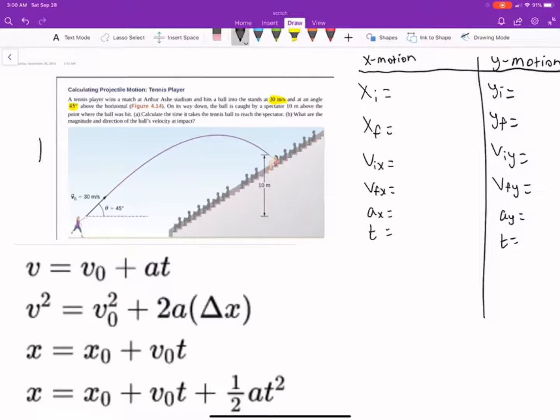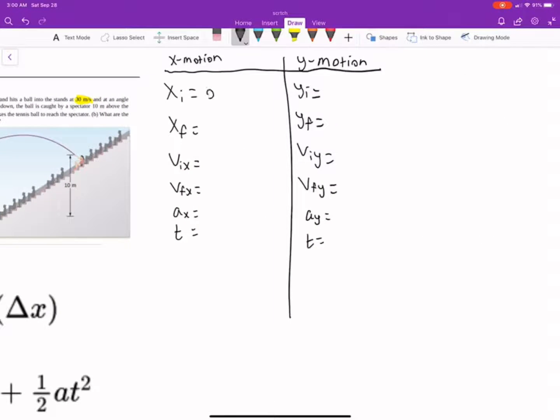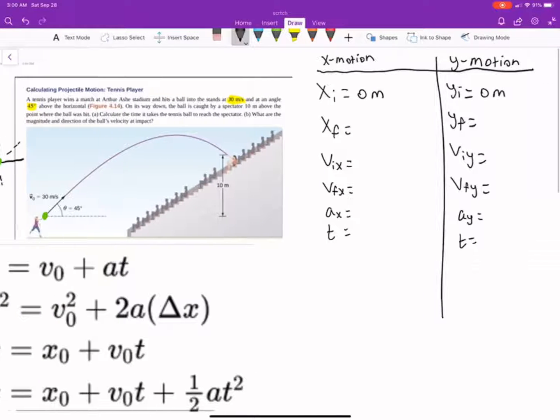It kind of did it for us, but just for the heck of it, let's make sure that we know that right here is our origin. Okay, so let's go ahead and list what we know. If that's our origin, then X initial is 0, Y initial is 0. We don't know how far it goes, so X final we don't know.